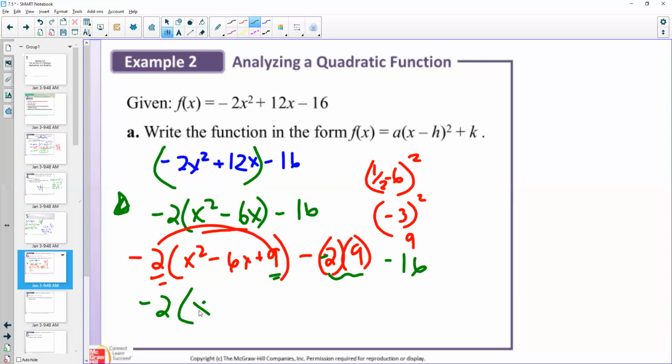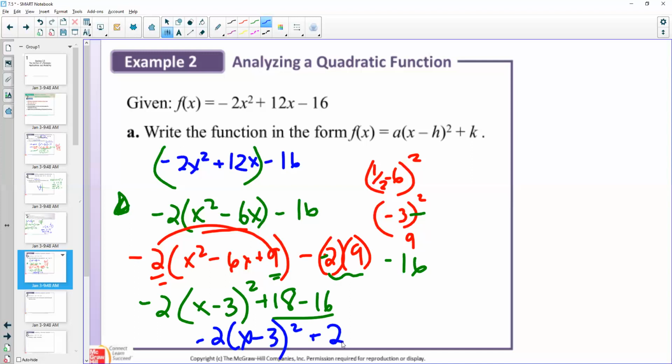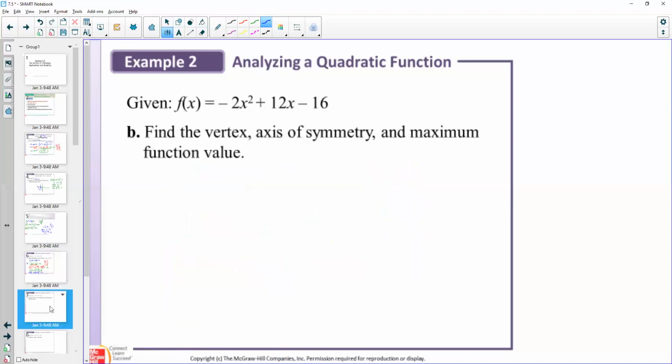This is going to be x minus 3 squared. I'm going to use that middle value. -2 times -9 is -18, or sorry, positive 18, minus 16. All right, so combine these two. My final answer is going to be -2 times x minus 3 squared plus 2. Now we're in the right form. Hooray! So I'm going to rewrite it here so that we can see it.